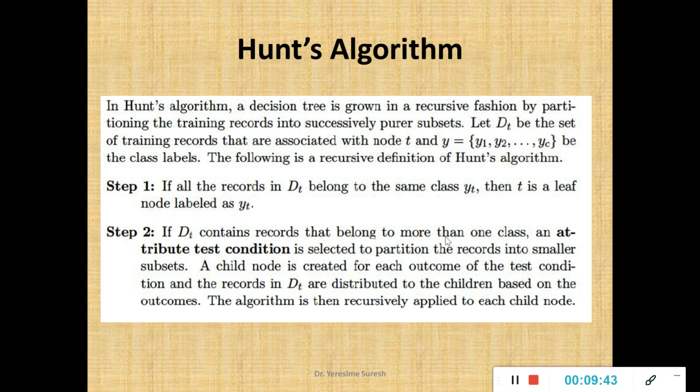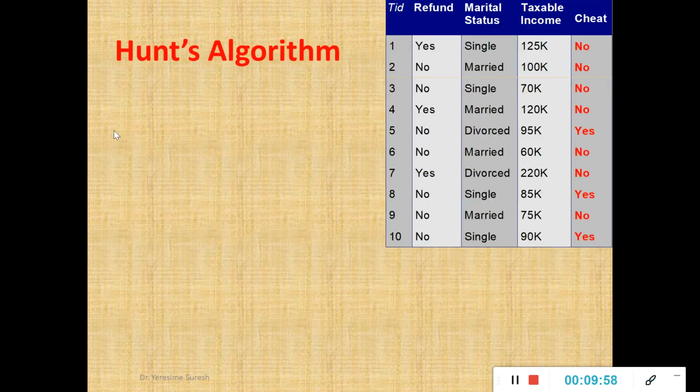It's a rare situation. Then I'm supposed to select a node and split it. That splitting criterion is nothing but a test attribute condition. What are the methods available for selecting a test attribute condition? We'll see in the further slides. So next we'll see how to apply Hunt's algorithm for a given training data set.